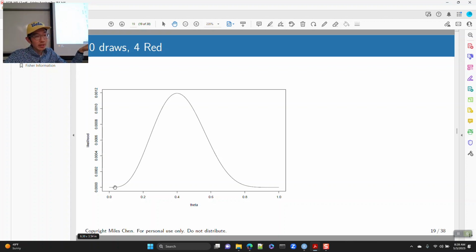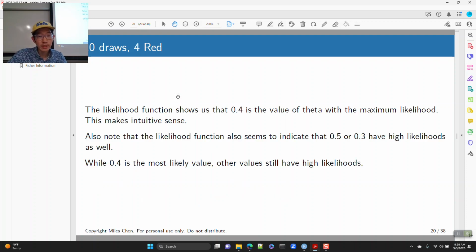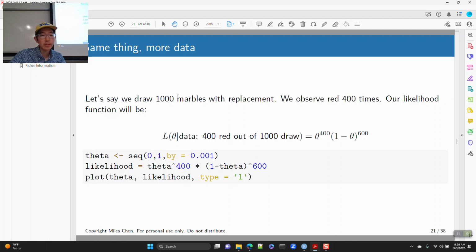Whereas if the bag was only 1% red, that would be really shocking, that we managed to get the red marble 4 times, okay? And if the bag was something like 80% red, that would also be really shocking, that we only got red 4 times or something like that. So this is our likelihood function, and this shows us our likelihood is maximized when theta is equal to 0.4, which makes intuitive sense.